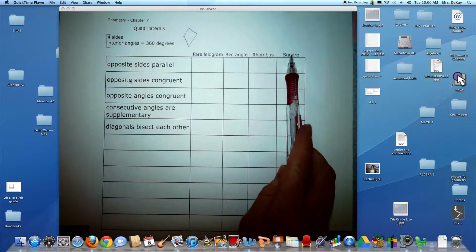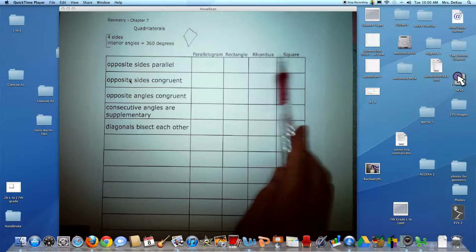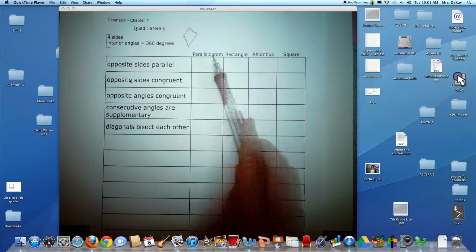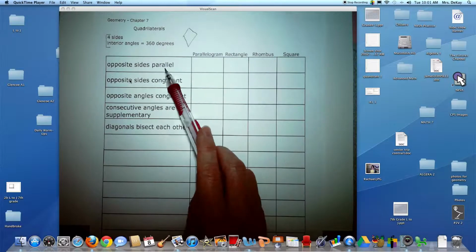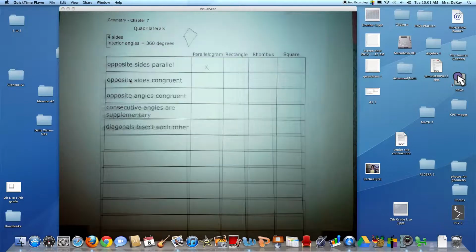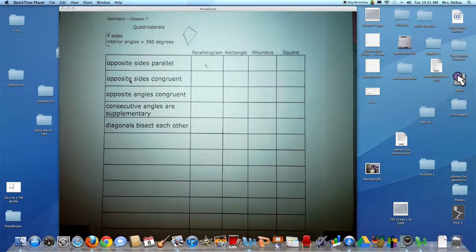There are also trapezoids and trapeziums, which we haven't even talked about yet. We have special kinds of quadrilaterals, and we've talked about the parallelogram for the most part. We have all agreed that in a parallelogram, the opposite sides are parallel. Yes? Yes. So I'm going to put a little check mark in there that says yes, in a parallelogram, the opposite sides are parallel.